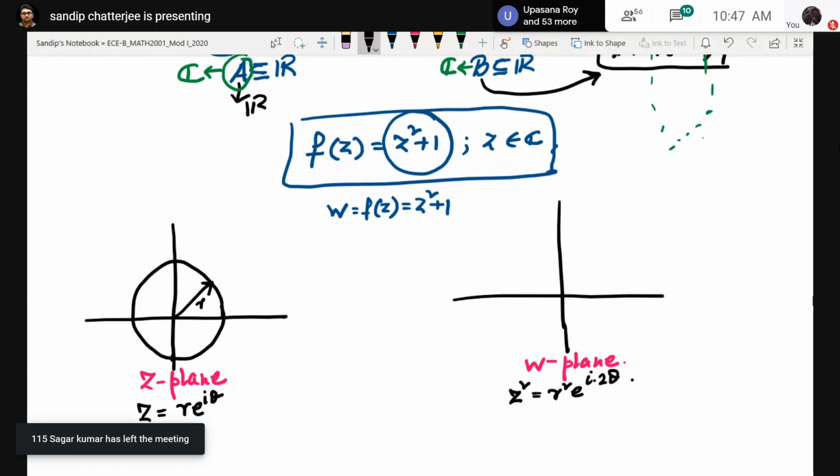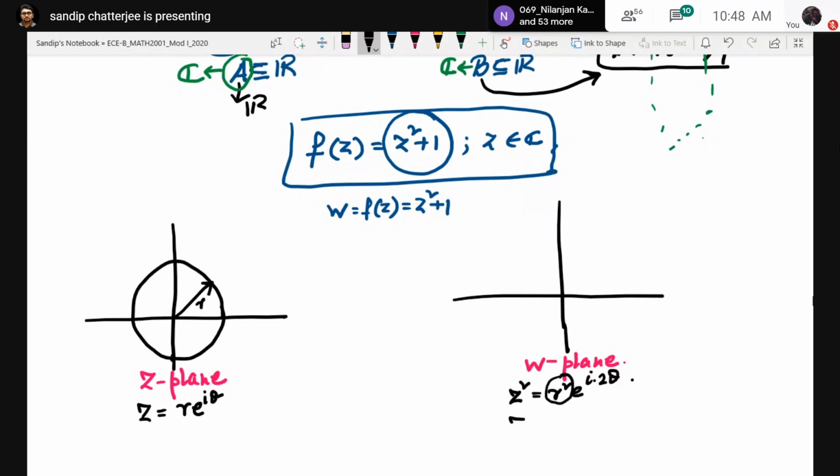Correct? If this is my z square, then z square will be r square e to the power i into 2 theta. That means if z is lying on the circle of radius r, z square will lie on a circle of radius r square. Now, if I give a shift to this circle, if I consider z square plus 1, what will happen then?